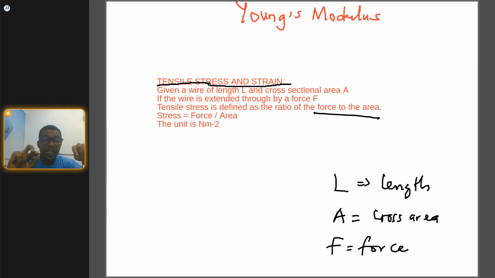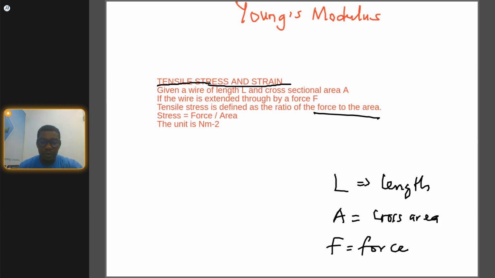The shape of the wire is more like a circular shape. So the cross-sectional area we are talking about is the area of the circle. So we call it cross-sectional area. There will be a force to be applied before this can be extended, and also the length of this particular wire is going to increase. And that is the extension we are talking about.